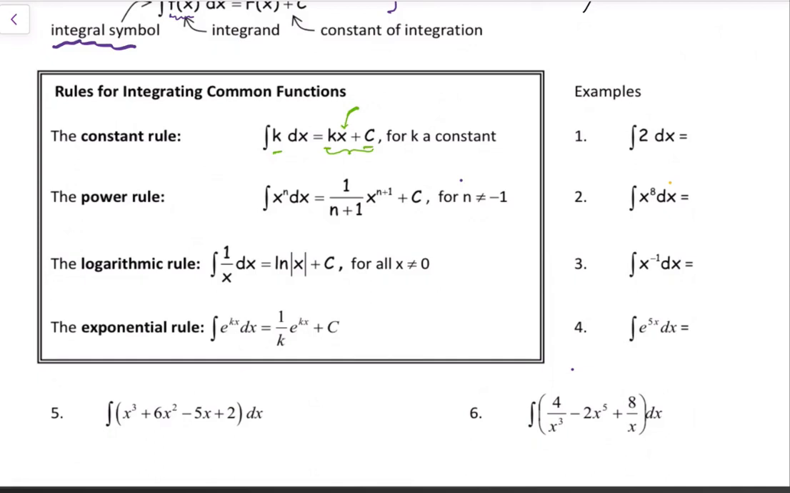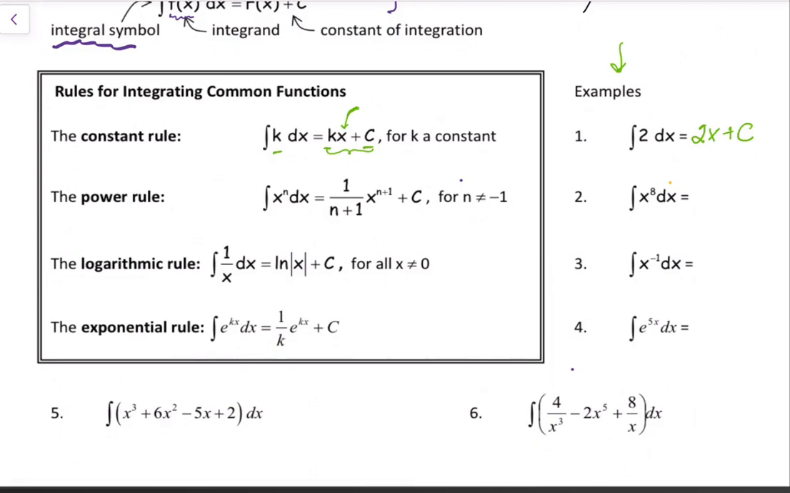of integration. So over to the side here, I've got some real quick examples of each one of these rules. If I wanted to integrate 2 with respect to x, my answer would be to take that constant 2 and multiply it by my variable x and then my plus c. So the integral of 2 dx is 2x plus c.